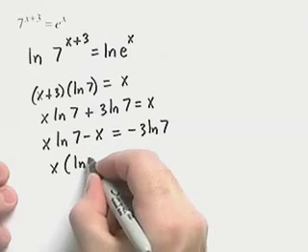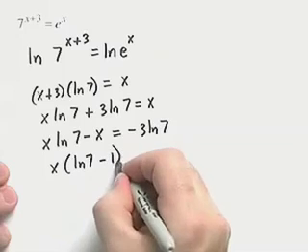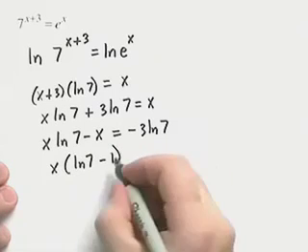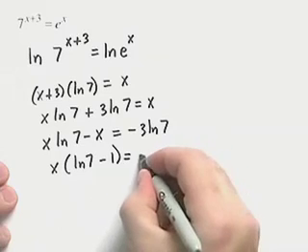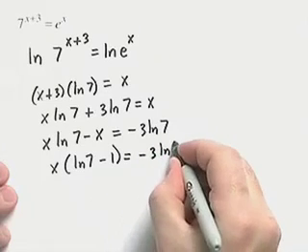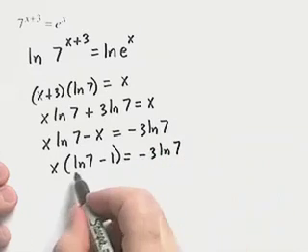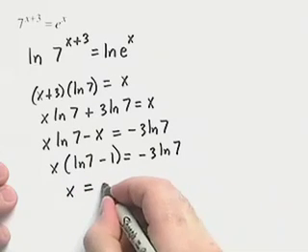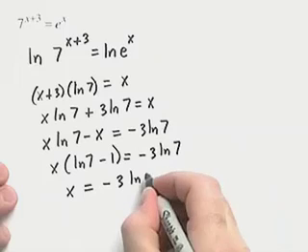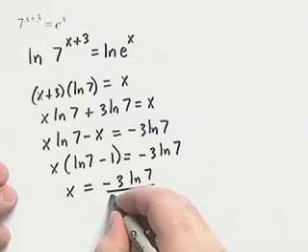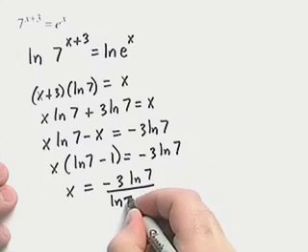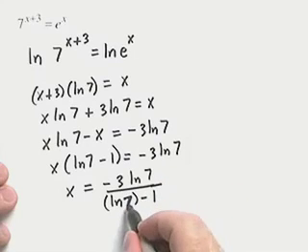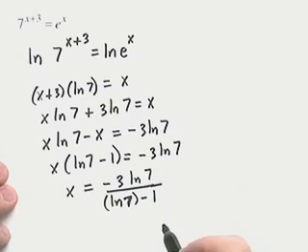So x times the natural log of 7 minus 1. Note that it's not 7 minus 1, it's the natural log of 7 minus 1. So this is separate. Equals negative 3 times the natural log of 7. We're going to divide both sides by this quantity in parentheses. So we'll have x is equal to negative 3 natural log of 7, over the natural log of 7, we'll put that in parentheses, minus 1.